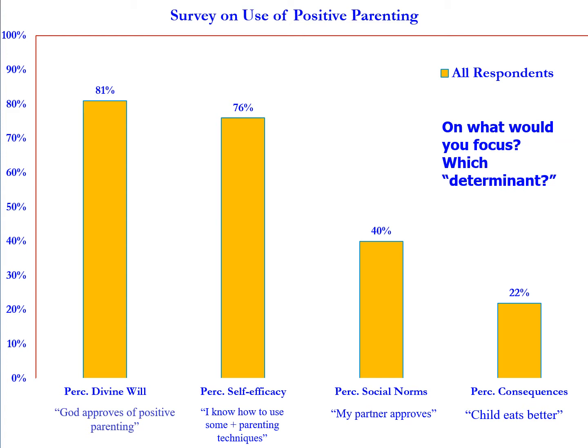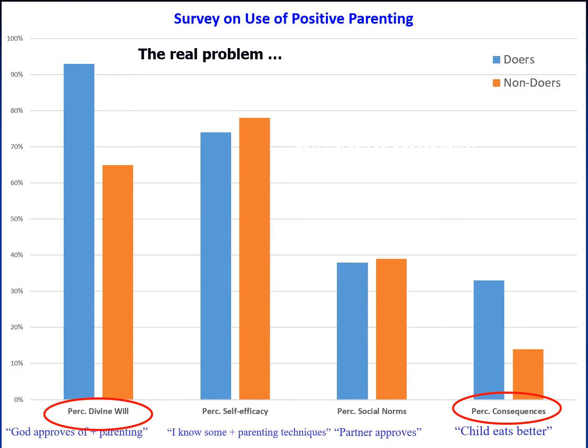Now let's look at what that may look like if you were to compare doers and non-doers, those using positive parenting to those who do not use positive parenting, asking the very same questions. Now, which things would you focus on and why? Note that although perceived social norms, whether the person doing the behavior thinks that others important to them approve of it, was relatively low, it doesn't seem to be driving the behavior. It's not associated with adopting the behavior any more than not believing it. They're about at the same level. So in this situation, you would not need to focus on it.